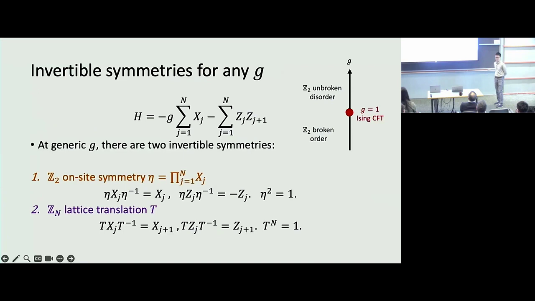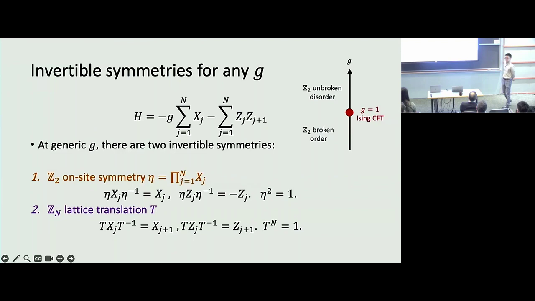In addition to the Z2 symmetry, there's another symmetry that will be of interest to me. That's the lattice translation of the Ising Hamiltonian, which I denote by T. I can write T very explicitly in terms of the Pauli operators, but let me not bother you with the explicit formula. It just maps the Pauli X at site j to j plus 1, and so on. I work on a periodic chain with n qubits, and therefore T to the n is 1. Okay, so these are just two ordinary invertible symmetries of the Ising model for every value of this coupling constant g.